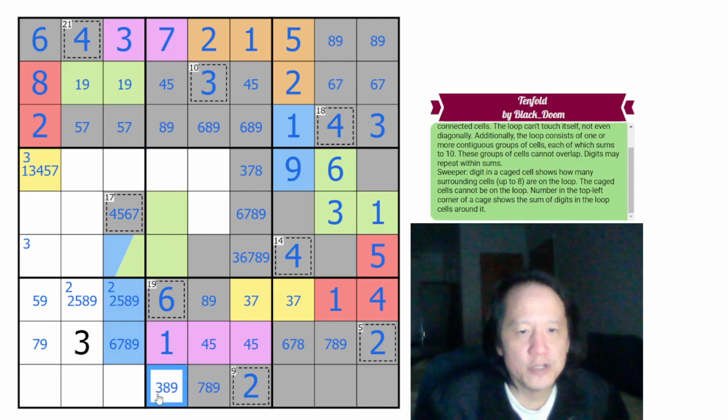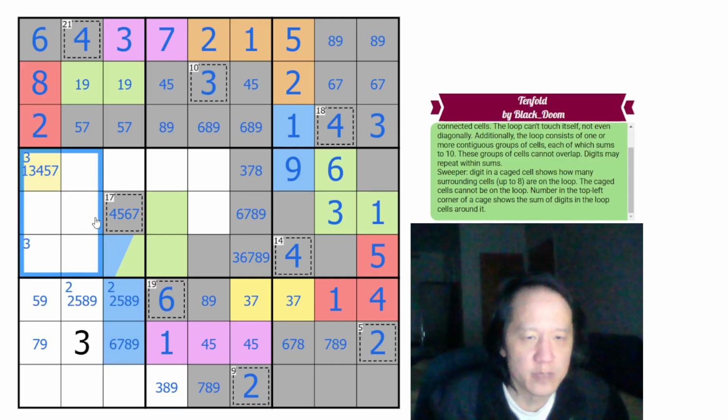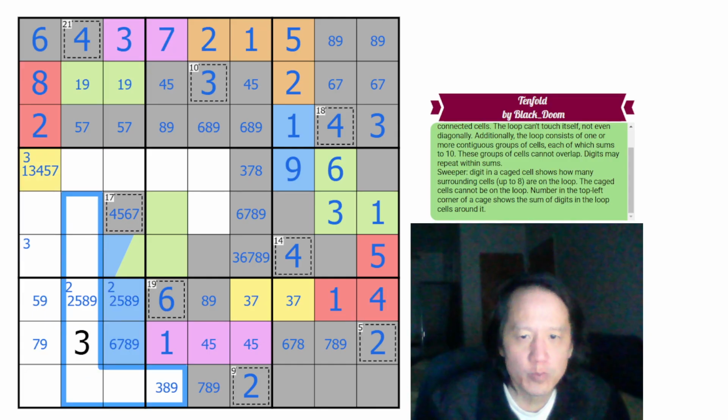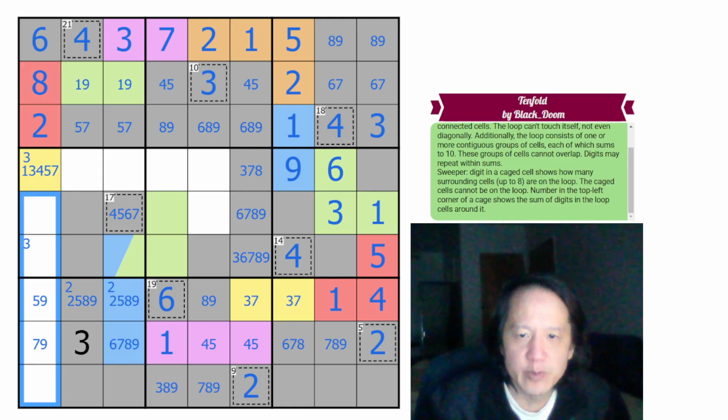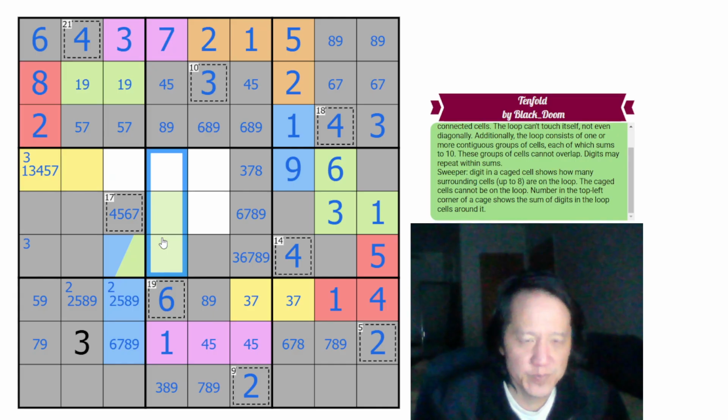Right? So we know then this loop cannot be here, cannot be any of these. It cannot go here and then double back this way, so that's not possible. This is not part of the loop. Therefore, this cannot be part of the loop. It must go this way, so this is yellow. We don't know about these.